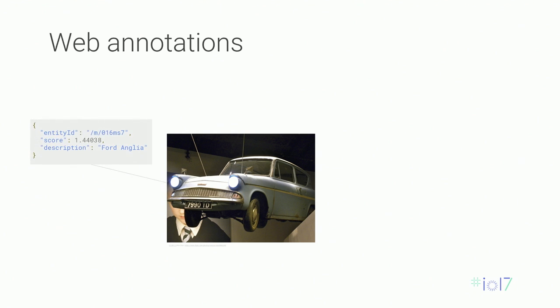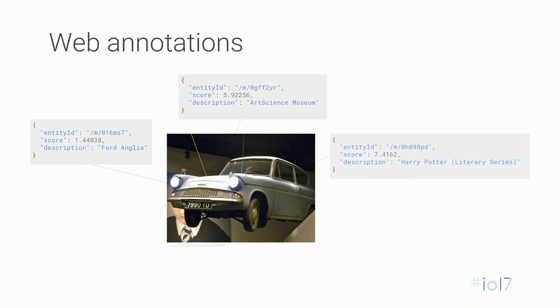The first one I found is Ford Anglia, which is indeed the correct model of this car. And then it also returned Art Science Museum, which is a museum in Singapore where the car is currently on display. And then finally, it tells us that this picture is indeed from Harry Potter. We get this all just by sending the image to the API.